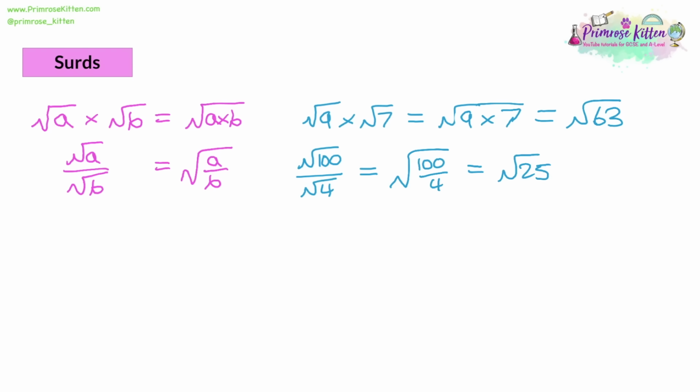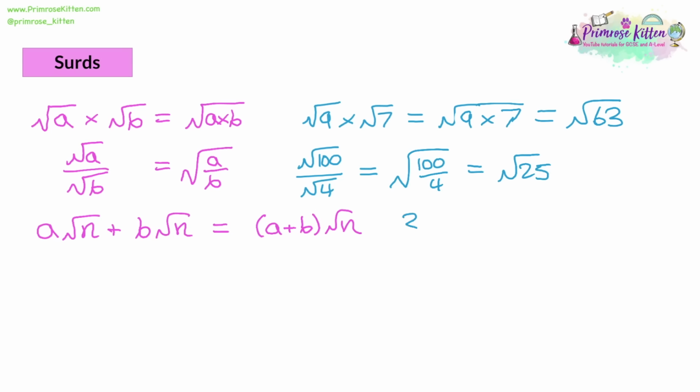You can also have laws for addition and taking away. Now these are with the same base root. So if we had, say, a lots of root n plus b lots of root n, then that would give us a plus b lots of root n. Now the general term looks pretty confusing, but let's have a look at an example.